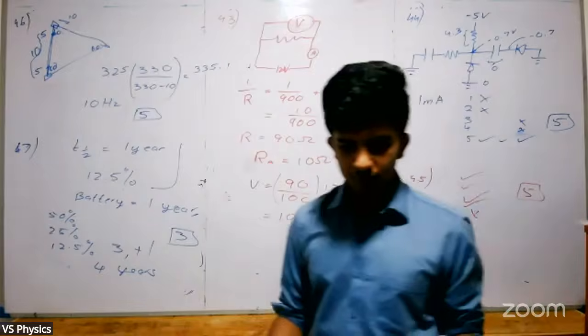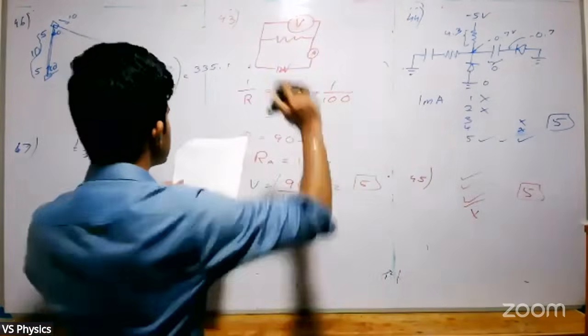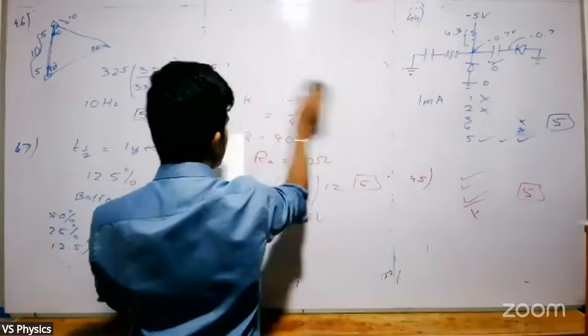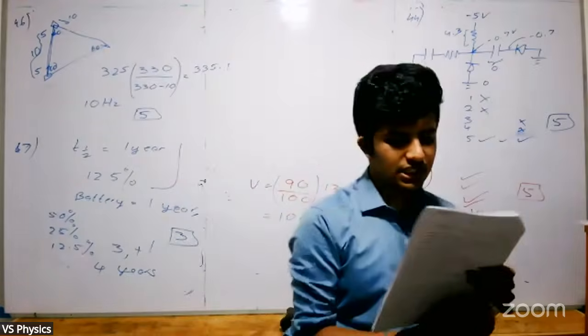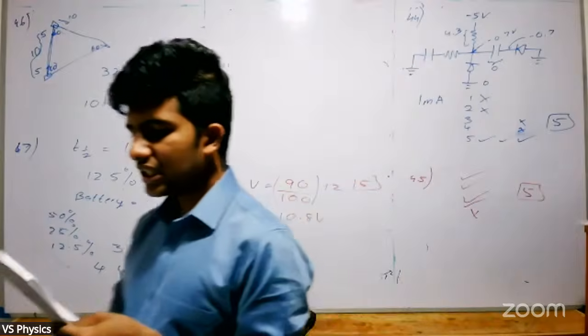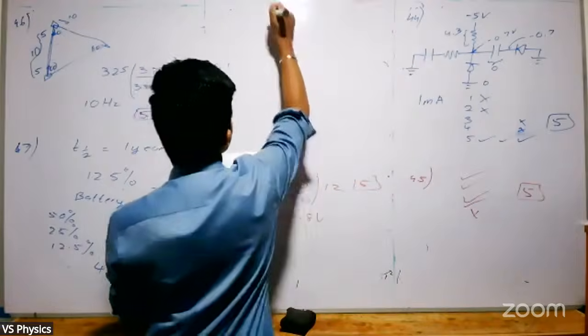48. Cell P has a constant electromotive force E and an internal resistance R. It is connected in series with the resistance R. That is the gist of it.